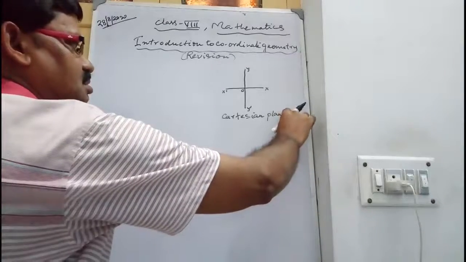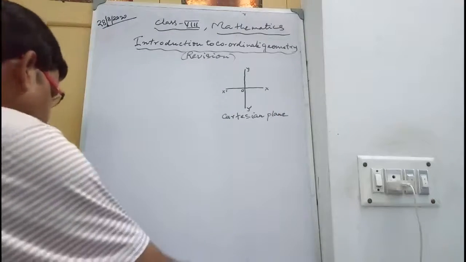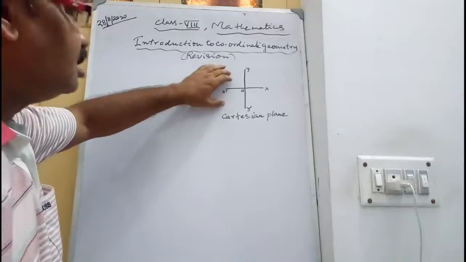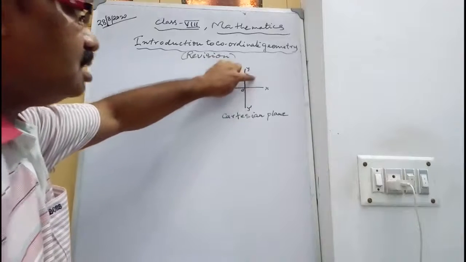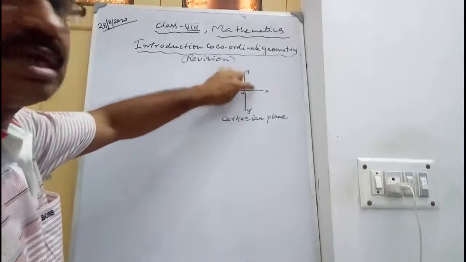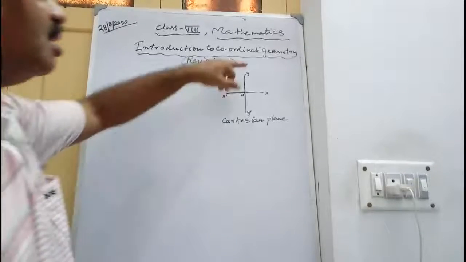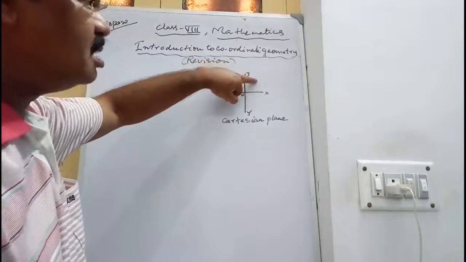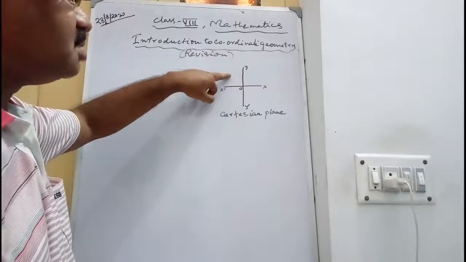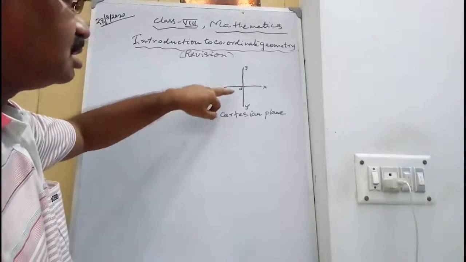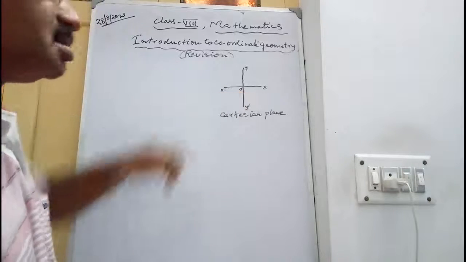Cartesian plane. So it is divided into 4 regions. Each region is known as quadrant. If you take this one, this becomes first quadrant, this one second quadrant, this one third quadrant, and this one fourth quadrant.